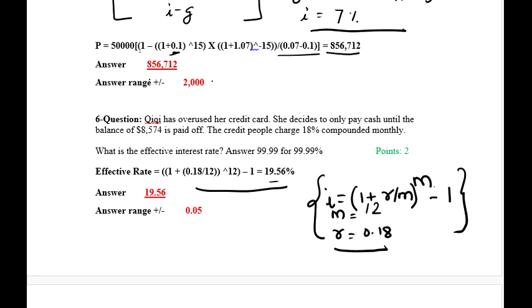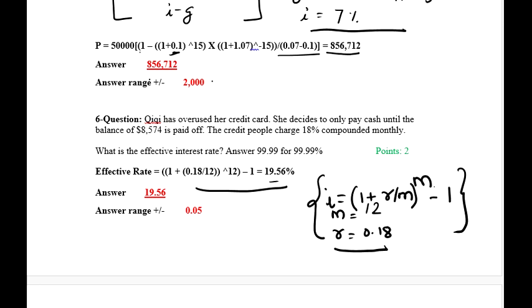Question 6. Kiki has overused her credit card. She decided to only pay cash until the balance of 8,574 is paid off. The credit people charge 18% compounded monthly. What is the effective interest rate?